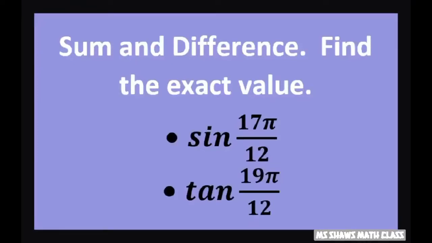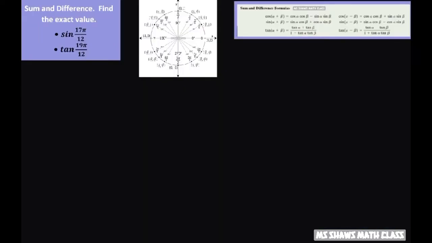Hey everyone, we're going to find the exact value of sine of 17 pi divided by 12 and tan of 19 pi divided by 12 using our sum and difference formulas. So for the first one, I need 17 pi over 12. It's not on our unit circle. So I'm going to split this up.